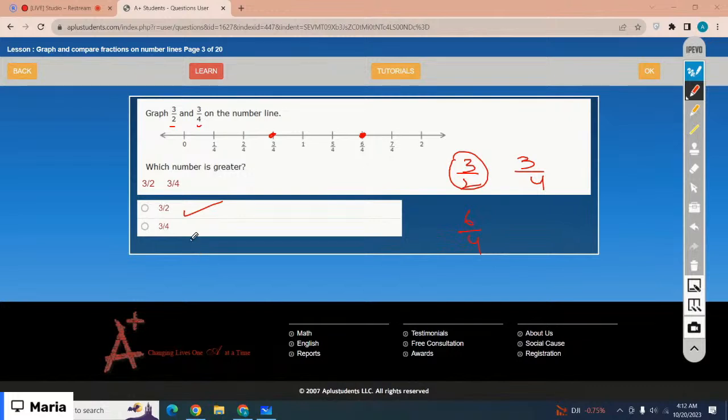And if you just look at the fractions, 3 over 2, the numerator is greater than the denominator in this one, right? 3 is greater than 2. Whenever you have a fraction in which the numerator is greater than the denominator, that would always be the greater fraction, right? The correct option is 3 over 2.